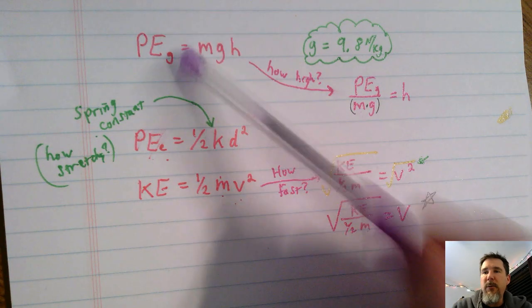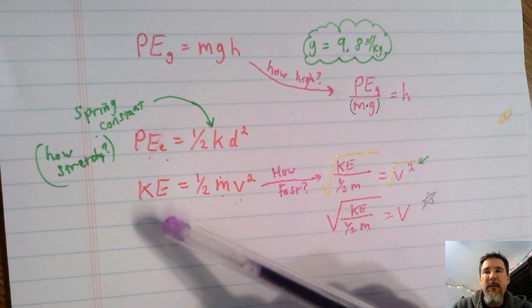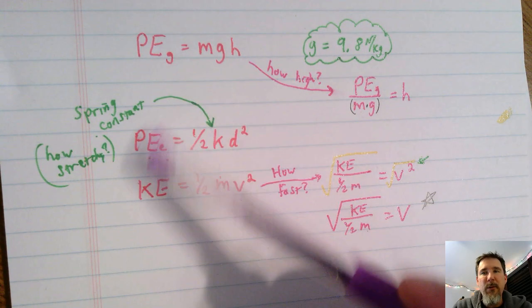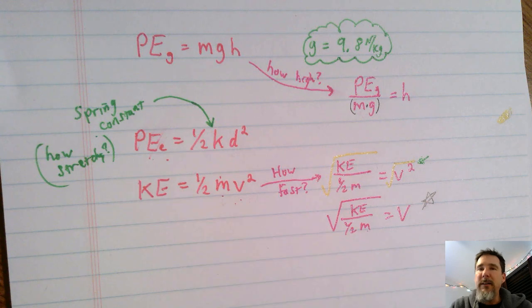So these 3 equations are going to be like the energy is always being passed back and forth between these 3 types of energy. And so if you can just work with them, you're going to be good with this.